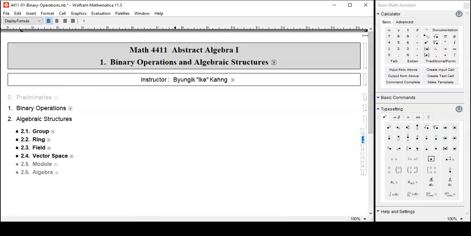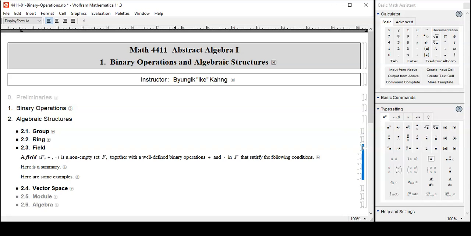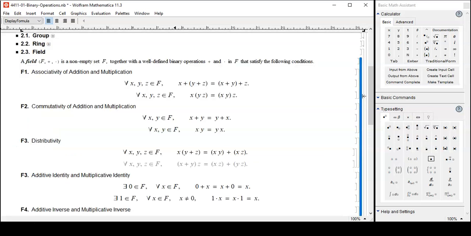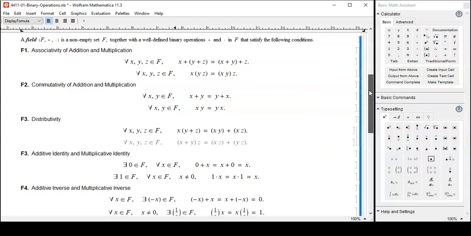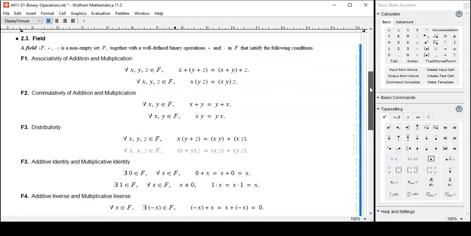Now let's go to fields. The bulk of field theory will be covered in abstract algebra 2, but some part of it does appear in abstract algebra 1, partly in group theory and partly in ring theory as some special cases. So you've got to know what a field is. Basically, you have an abelian group for both addition and multiplication.